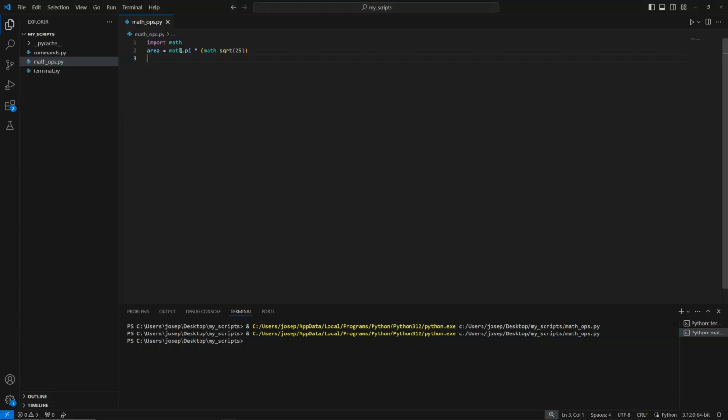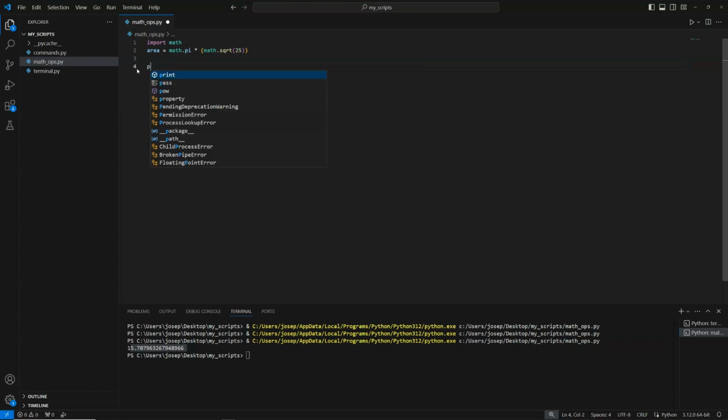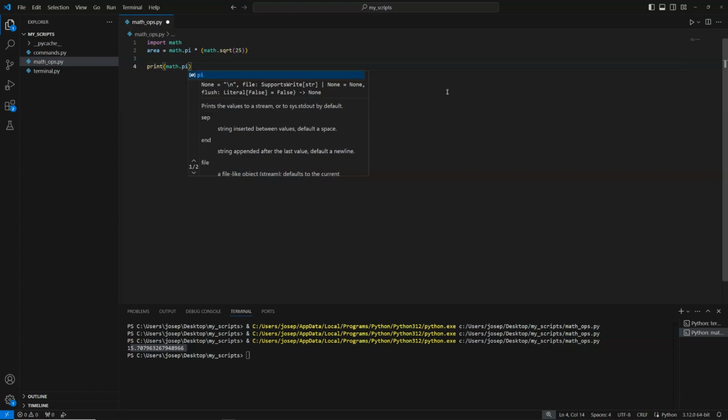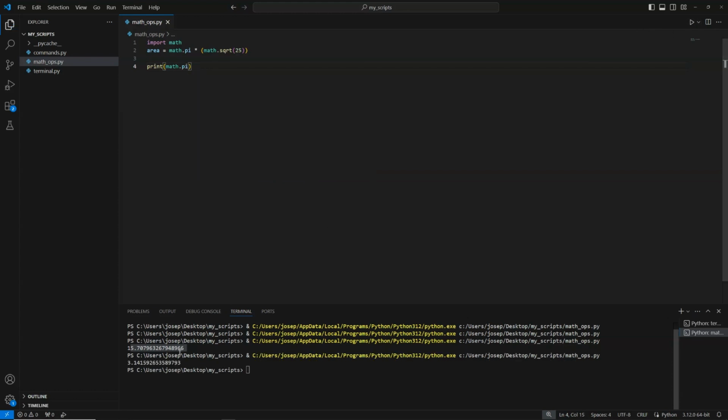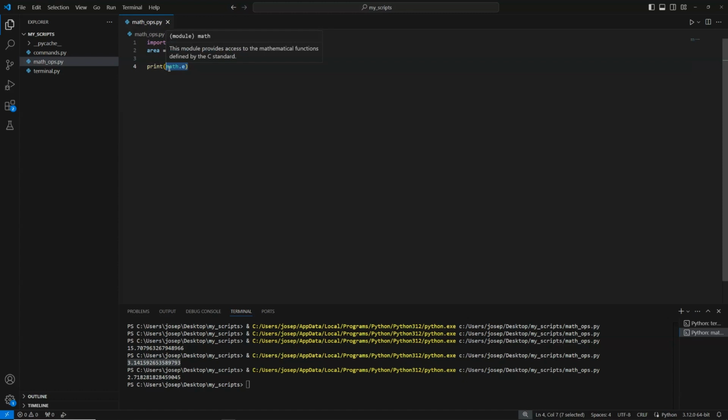So if we import math here, this was an example that we had. Let's print area. If we're doing math.pi times the square root of 25, that gives us a nice value there. We could print math.pi. Oops, not that pi. 3.14, where we get that many digits there. Or math.e. We just used square root.